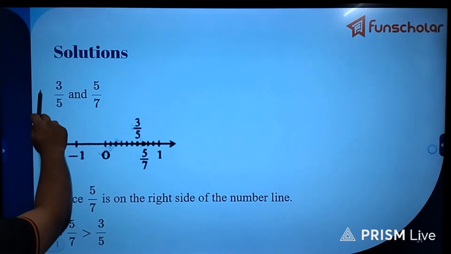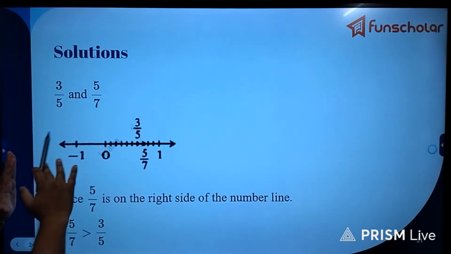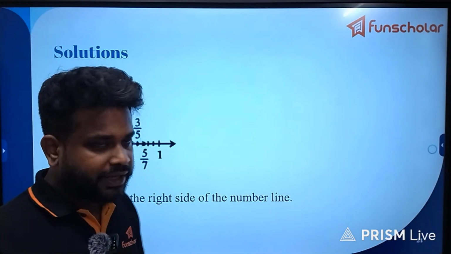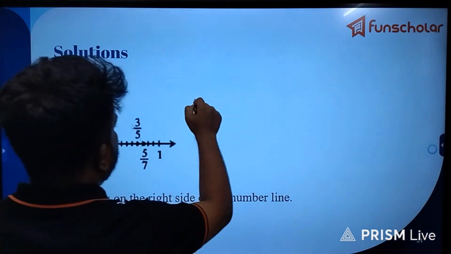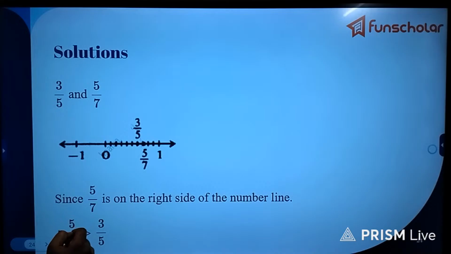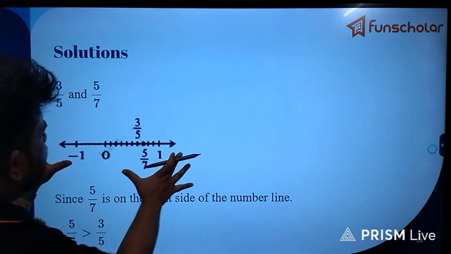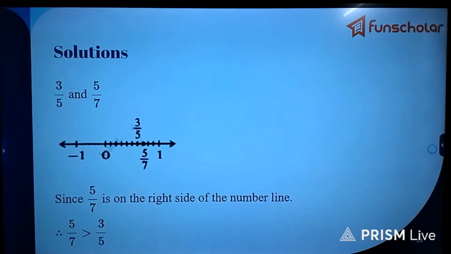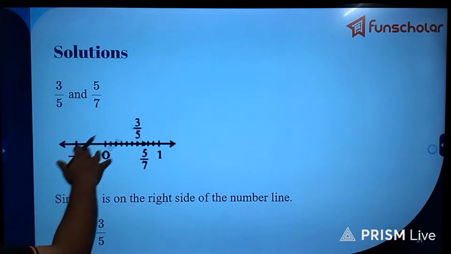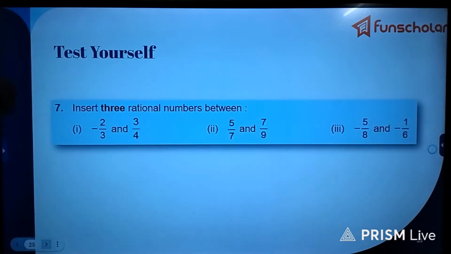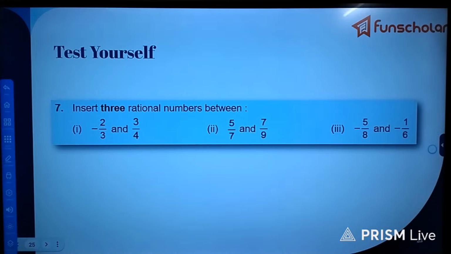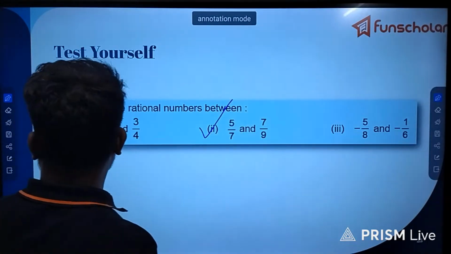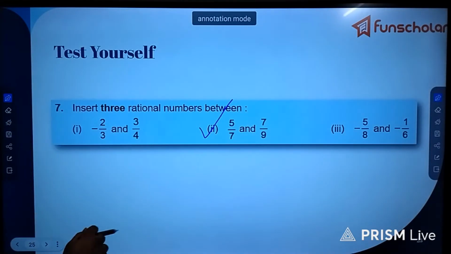So yes, for the first one, 3 by 5 and 5 by 7, it has an explanation like this. You guys can practice this type of question in your own copy. Yes, this one is 3 by 5, this one is 5 by 7, and 5 by 7 is bigger than 3 by 5, so it will be represented like this. Okay, the next one, insert 3 rational numbers between these pairs. So I am doing number 2 here. Number 1 and 3 you guys can try at your home.